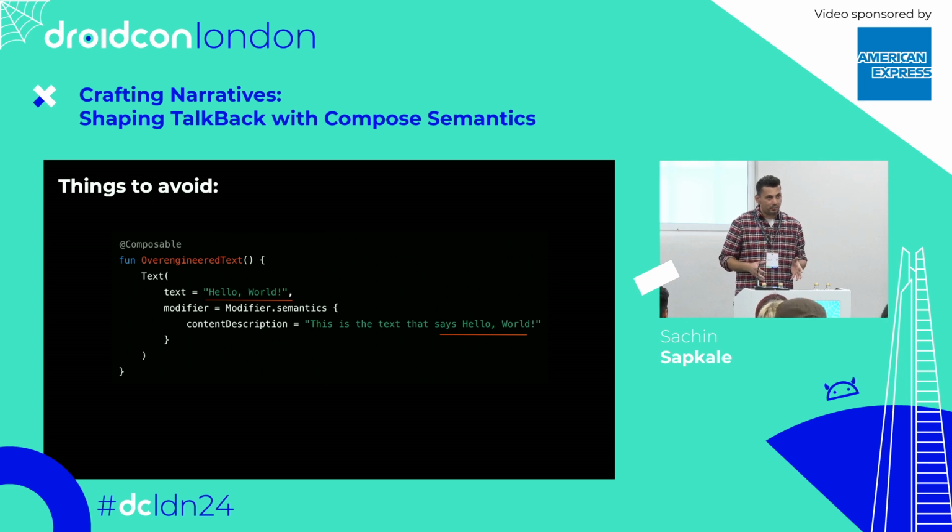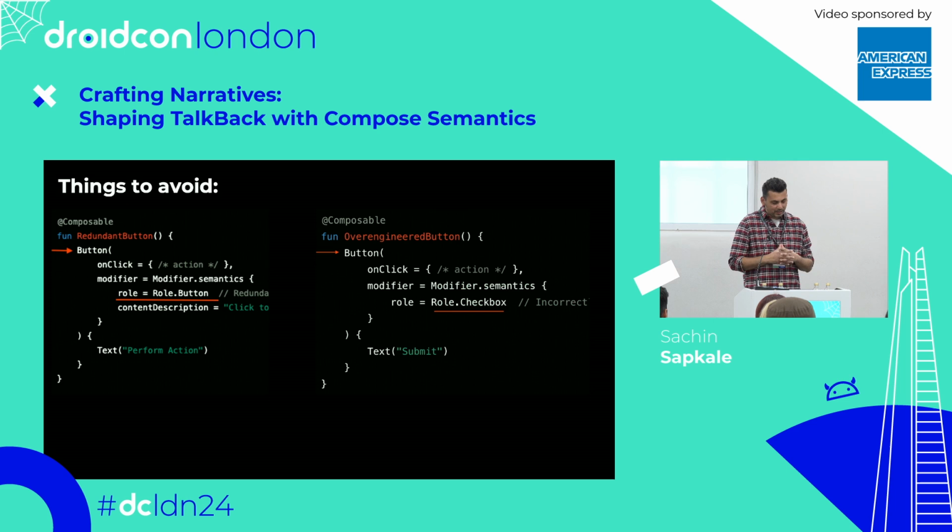So a lot of things can go wrong. Things to avoid: over engineering. Definitely, this text view says "Hello World" and the content description also says the same. So you can avoid this. Second would be the button has been assigned a role button again. Some of the UI components like button, checkbox, text, they come with their own default semantics. Make sure if you want to override them, it's meaningful. You don't want to add a redundant role to the components. On the right hand side, you can see the button has been assigned a different, incorrect role, like a checkbox. You don't want to confuse your user.